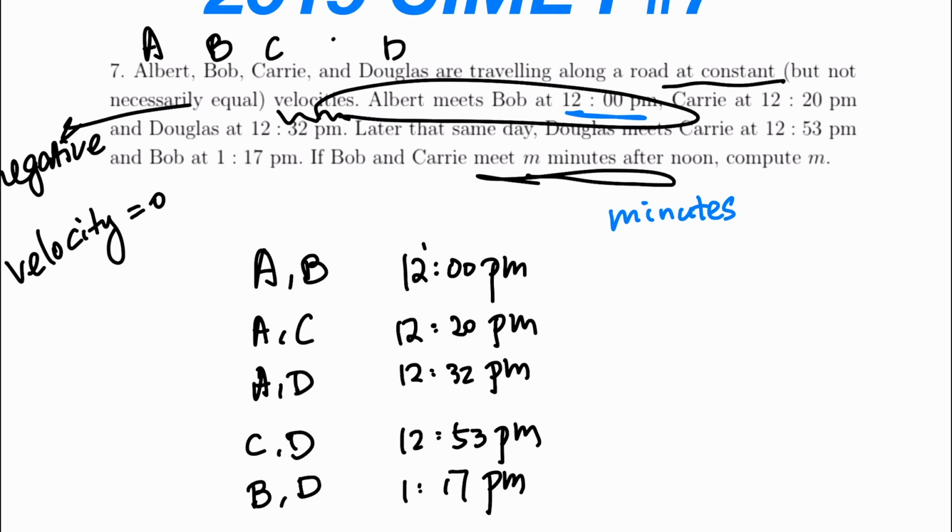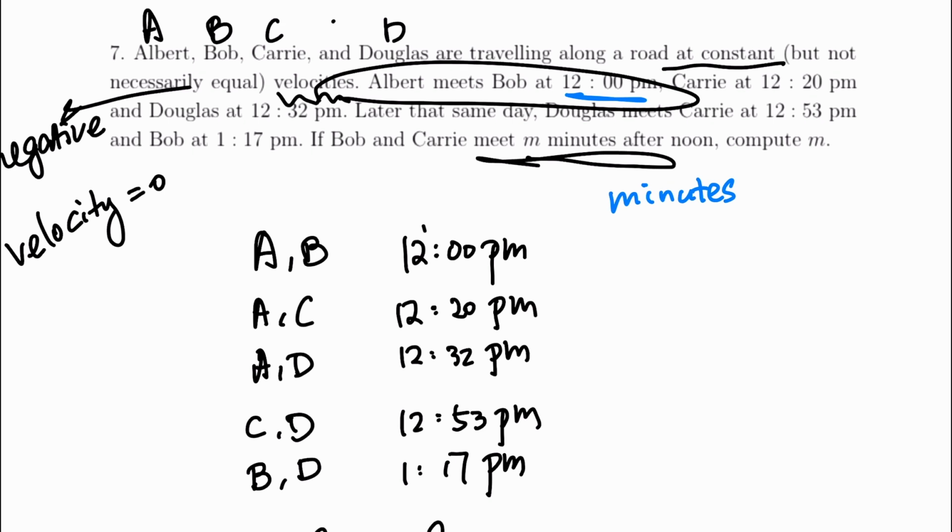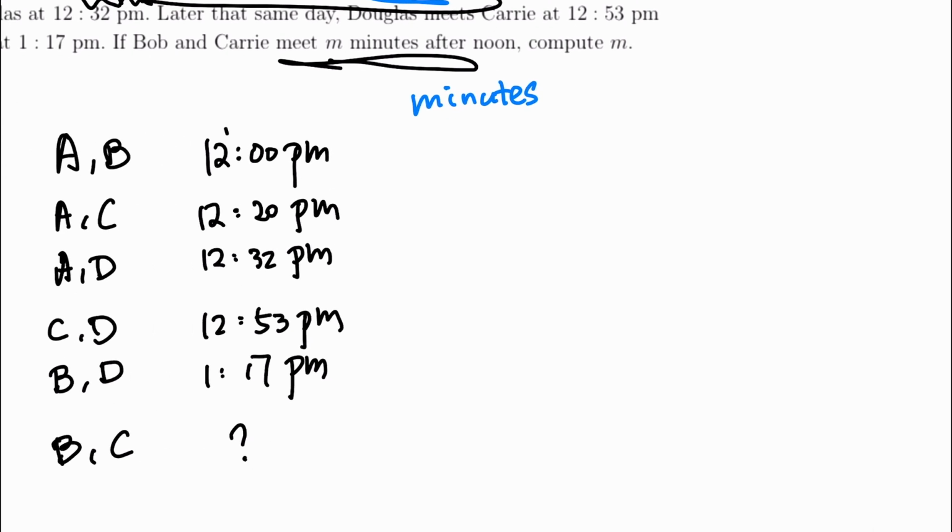And since it is in mock AMC, we know that the answer will be 0 to 999, which means that there's nothing happening before 12. So we can add on to that, just say minutes after 12 p.m.